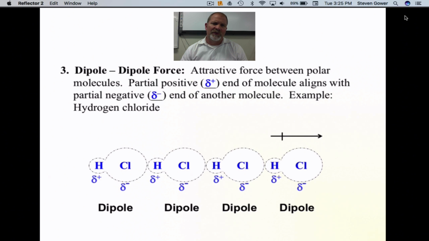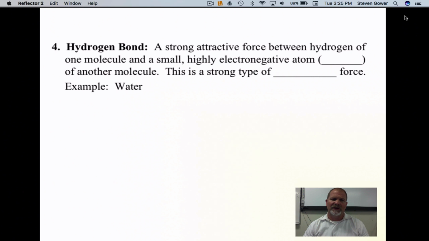Now the next two we're going to deal with are hydrogen bond and dispersion. Both of these are once again a type of dipole. The hydrogen bond is a strong type of dipole, whereas dispersion is a weak one. So first let's take a look at hydrogen. Hydrogen is unique because with hydrogen it is a dipole. So you see a water molecule, it is a dipole.